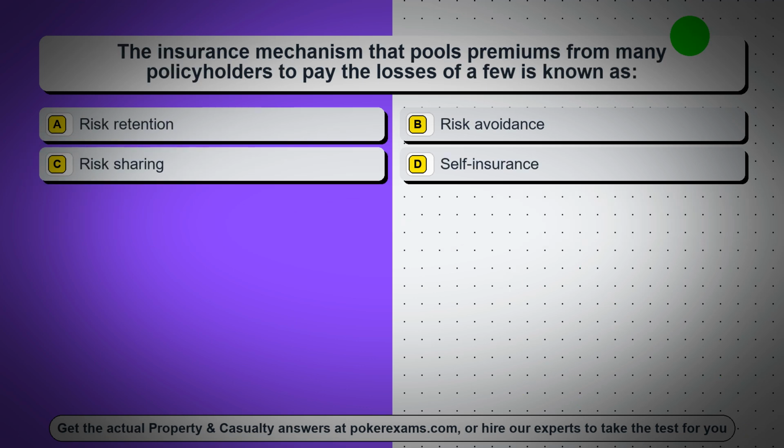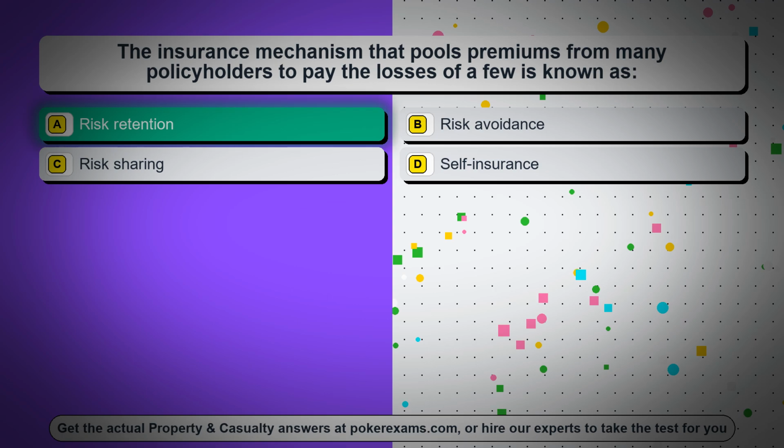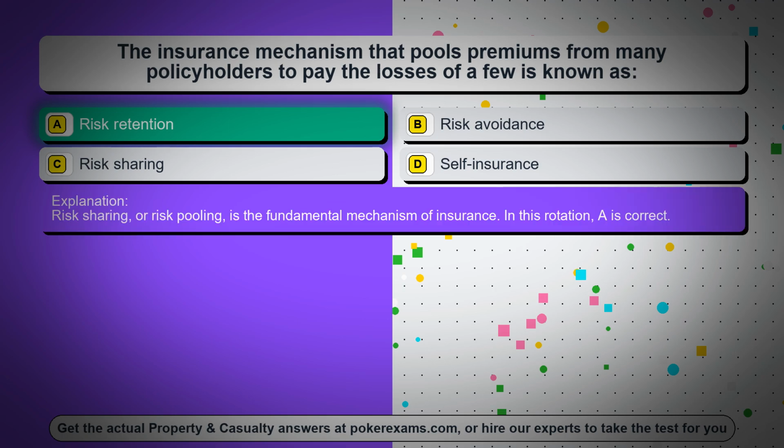Question 6. The insurance mechanism that pools premiums from many policyholders to pay the losses of a few is known as: Option A, risk retention. Option B, risk avoidance. Option C, risk sharing. Option D, self-insurance. The correct answer is Option A, risk retention. Risk sharing, or risk pooling, is the fundamental mechanism of insurance. In this rotation, A is correct.